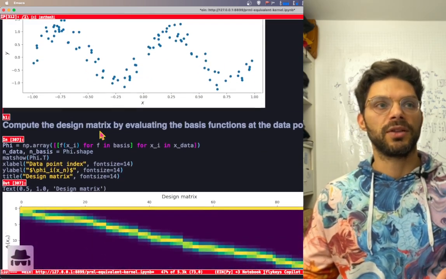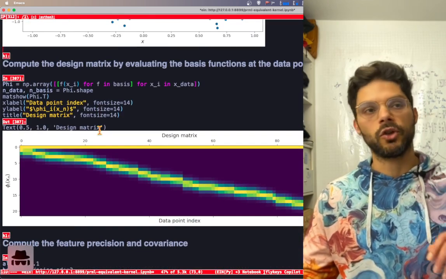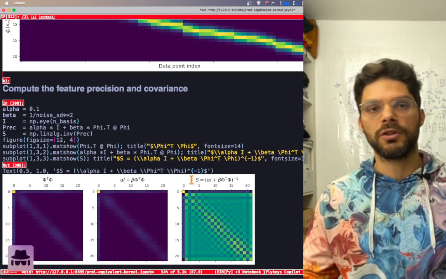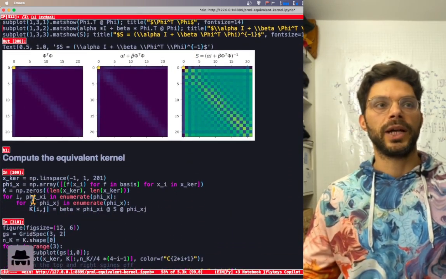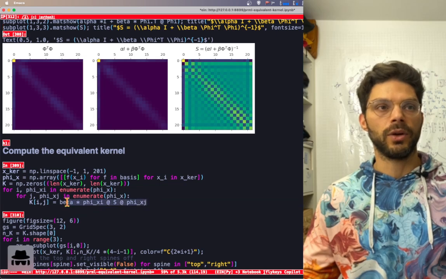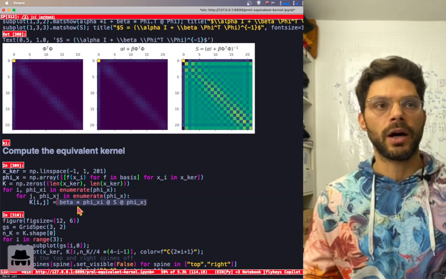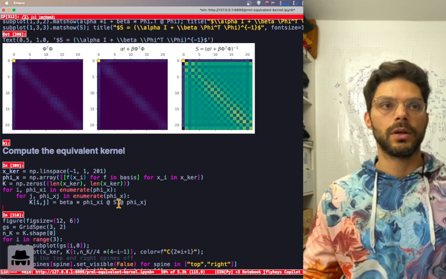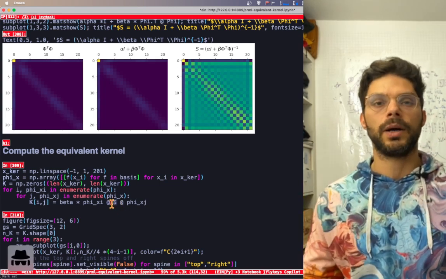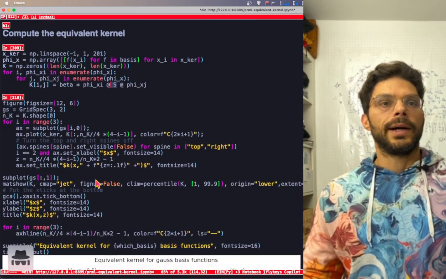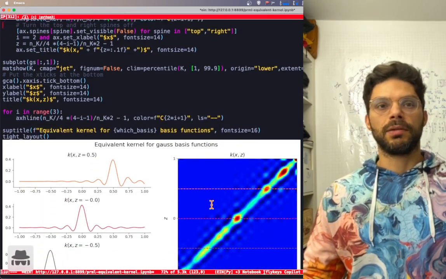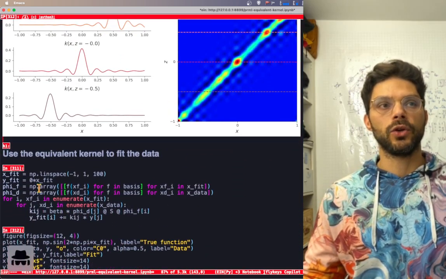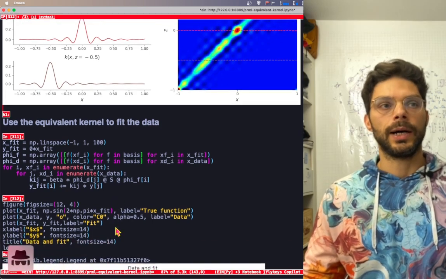We compute our phi matrix. That's always really important. So here are the phi's. We evaluate the features on the data points. We compute the various precision matrices and covariance matrices that we need. And then we finally compute the equivalent kernel, and you can see exactly how we do it. We're just forming the dot product of the basis vectors evaluated on pairs of inputs, but also modified by the covariance. And then we can plot this. This is a plot just like you have in the chapter, so you can see exactly how to make that. And then at the very last step, we use our equivalent kernel to actually fit our data.